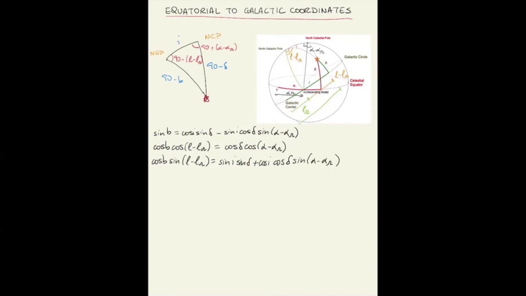So if you know the inclination of the galactic circle with respect to the celestial equator, the longitude of the ascending node, and the right ascension of the ascending node, you can pass from equatorial coordinates to galactic coordinates. The opposite transformations would be given below.